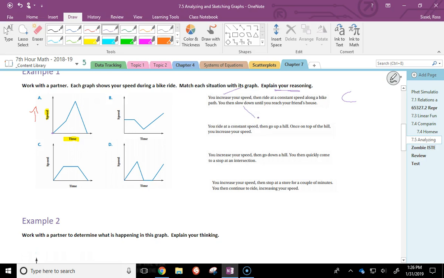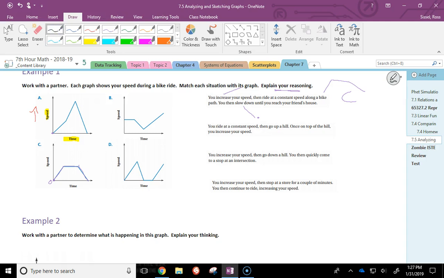If I take those 3 pieces and I put them together, it should look like something like that, that I look for. If I look at C, I started at 0, increased, constant, slowed down, and when I see I stopped, I'm all the way to the bottom because speed is at 0. That means I'm not moving. C is correct.